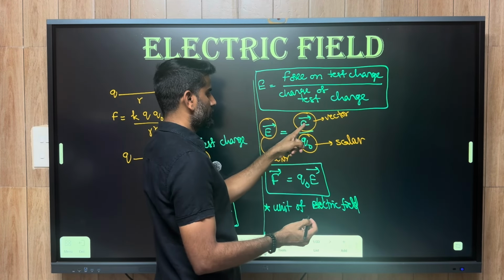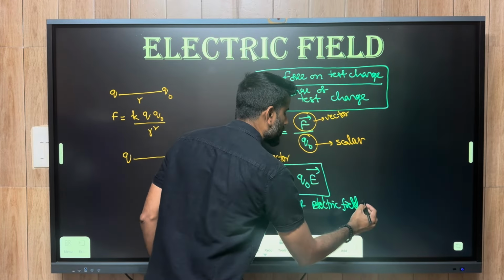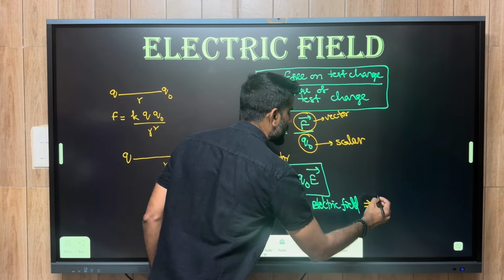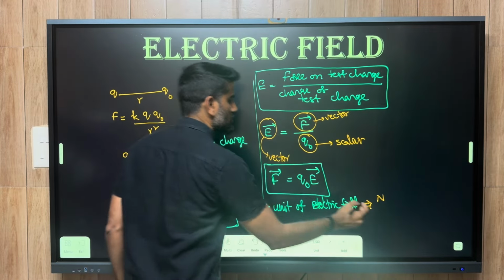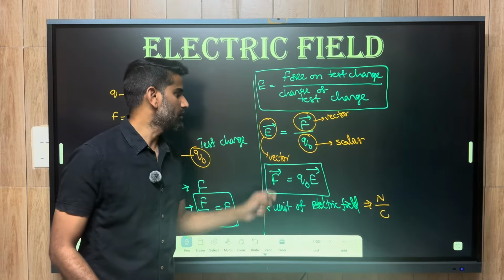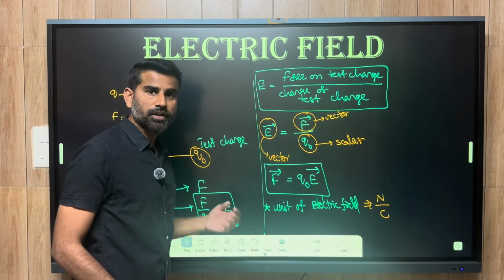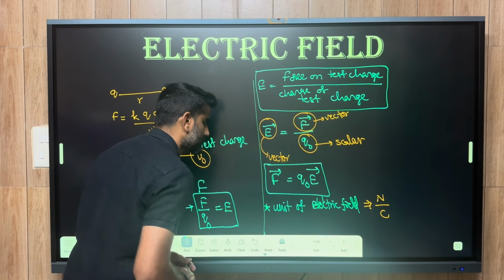Electric field formula is force by charge. Force unit is Newton. Charge unit is coulombs. So Newton per coulomb is the unit of electric field. Now if I want to write the dimensional formula of electric field.